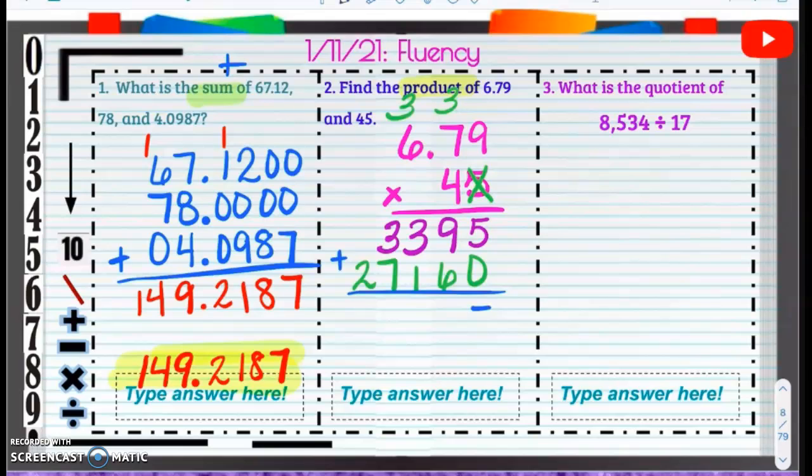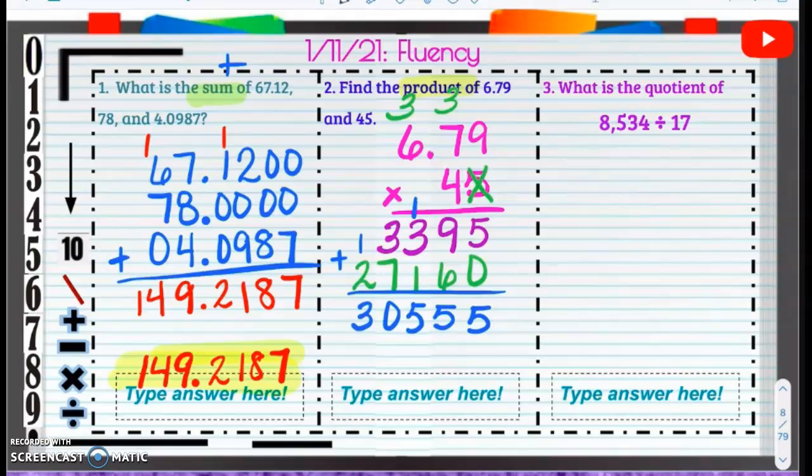So 5 plus 0 is 5. 9 plus 6 is going to be 15. Drop that 5, carry that 1. 3, 4, 5. Whoa. 7 plus 3, 7, 8, 9, 10. 2 plus 1 is 3.